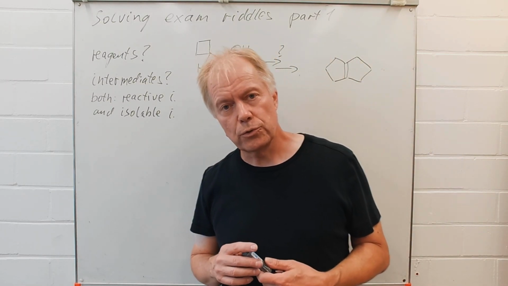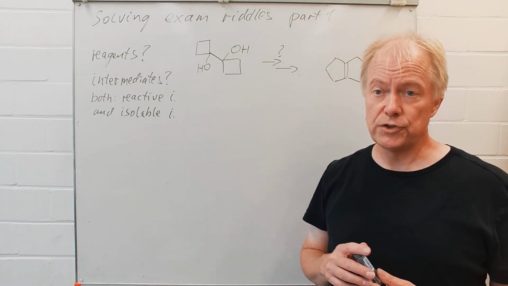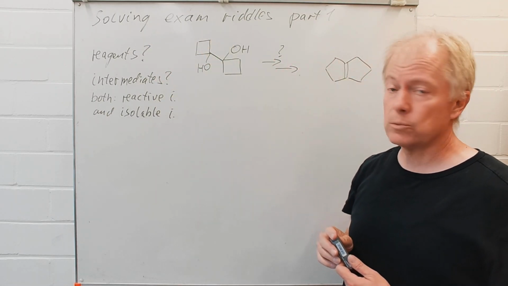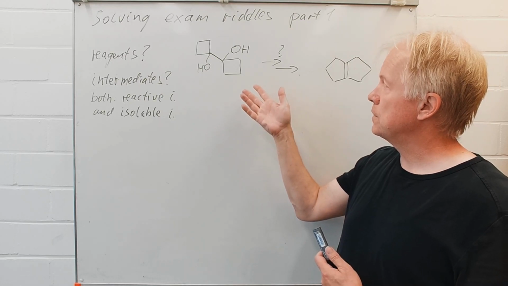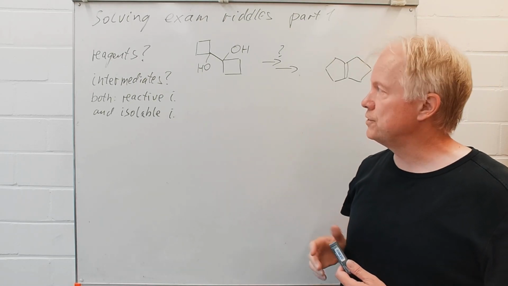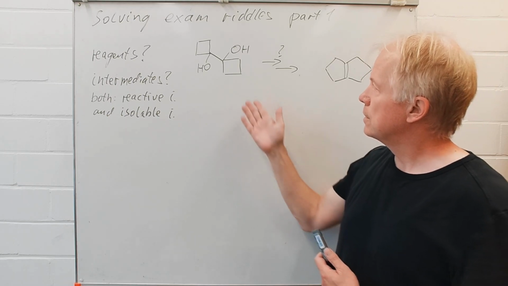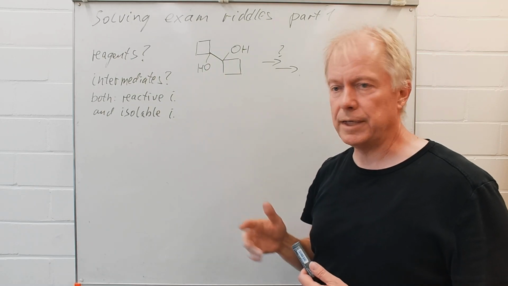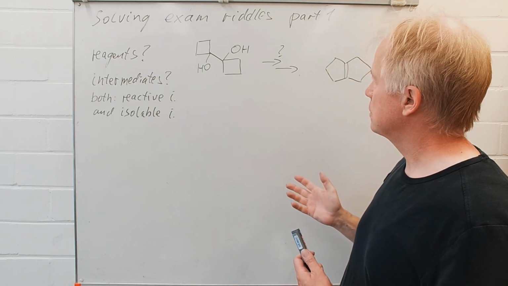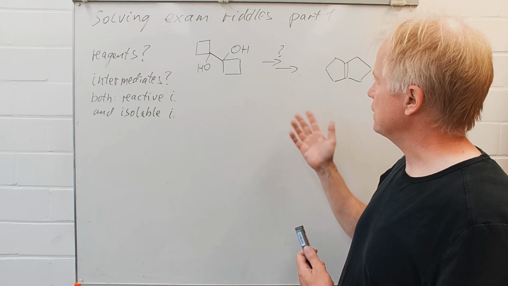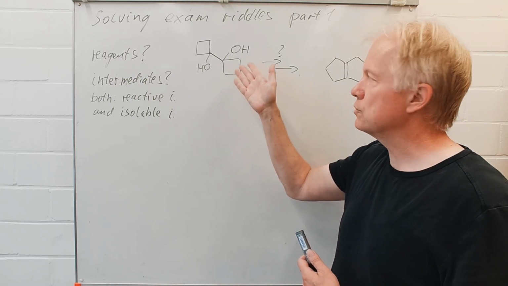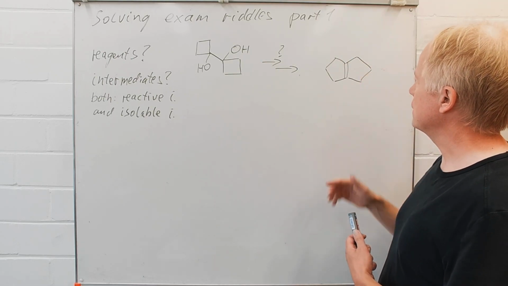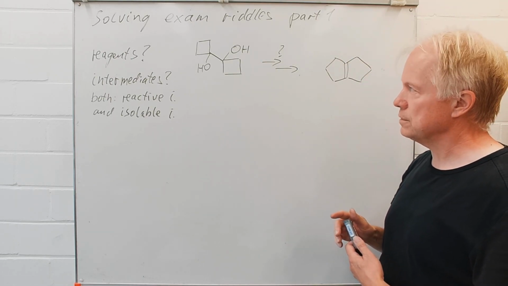In today's tutorial, we will start a new series called Solving Exam Riddles. This is part 1. And here we have a task from a recent test. We have this diol with 2 cyclobutane moieties. And the question is, how can we transform this molecule into this structure with two annulated 5-membered rings?